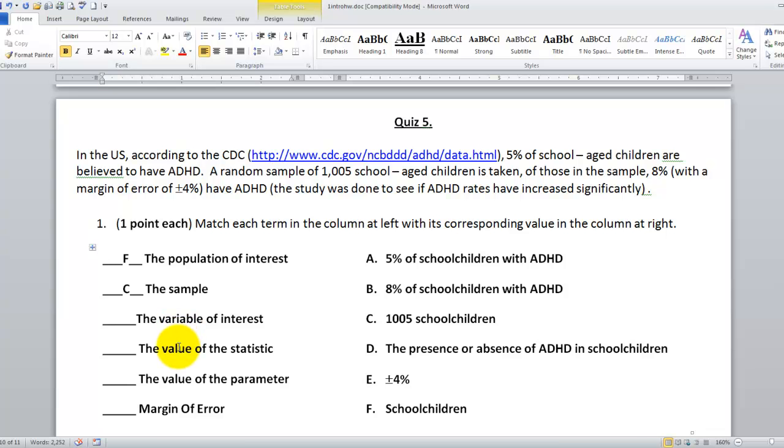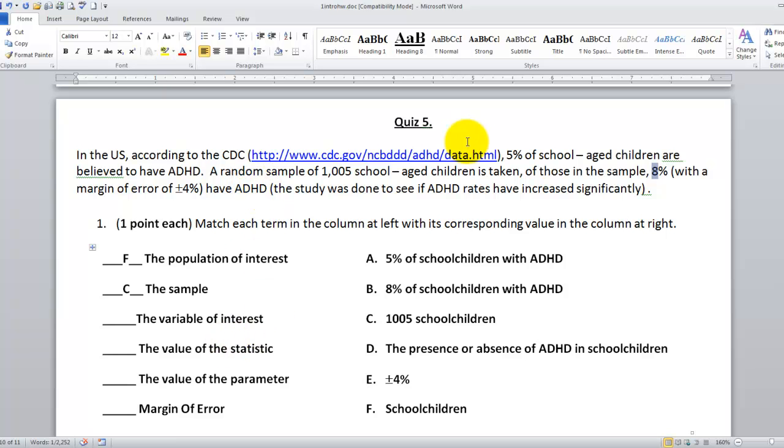Okay, value of statistic. So up here we have to read this again. In the U.S., according to the CDC, 5% of school-aged children are believed to have ADHD. I'll give you a link there, you can check that source. A random sample of 1,005 school-aged children is taken, and of those in the sample, 8% have ADHD.